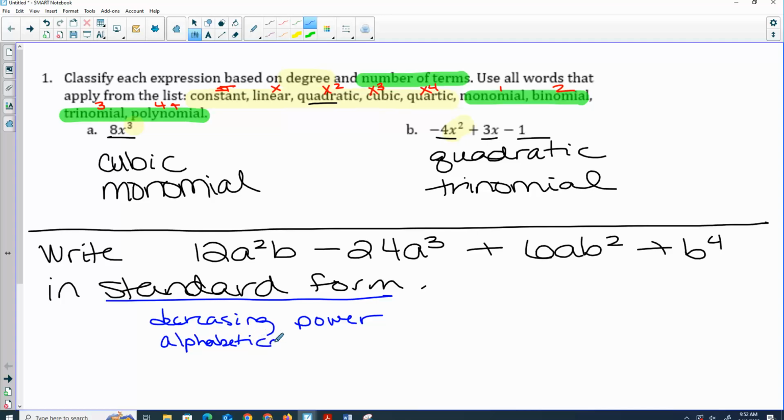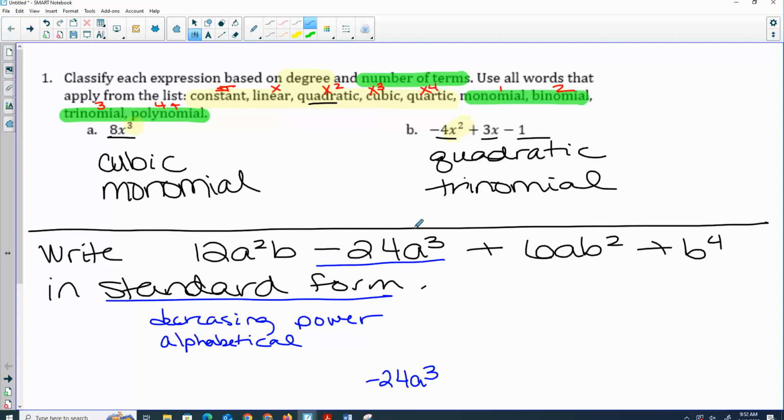What do I mean by that? I have A's and B's. Which one comes first in the alphabet? A. So I'm going to do the highest powers of A. Okay, my B terms just come along. So if I'm looking, my highest power of A is right here. So we have negative 24a to the third.